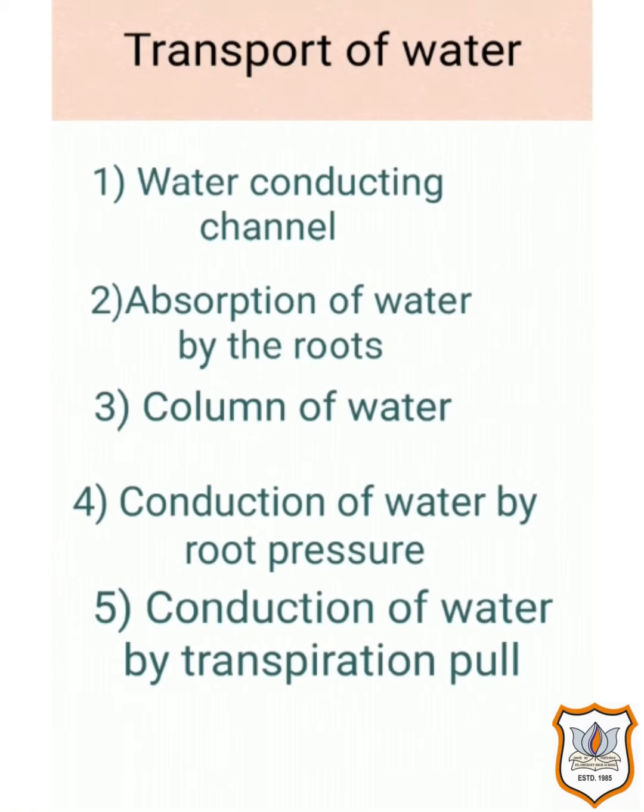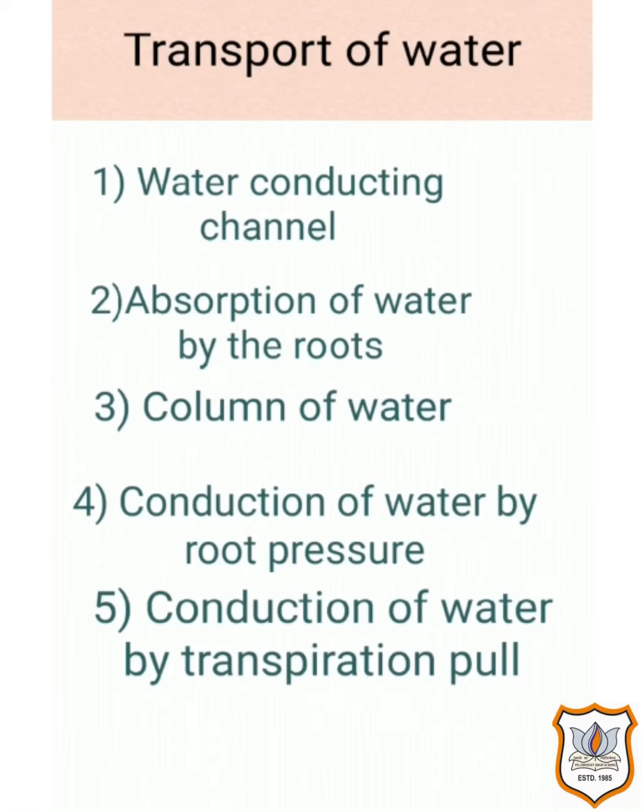The root cells actively take up ions from the soil. This creates a difference in the concentration of these ions between the root and the soil. Water therefore moves in the root from the soil to eliminate this difference. Is it clear? The next one is column of water inside the plant. To eliminate the concentration difference between the soil and the root, the steady movement of water into root creates column of water.